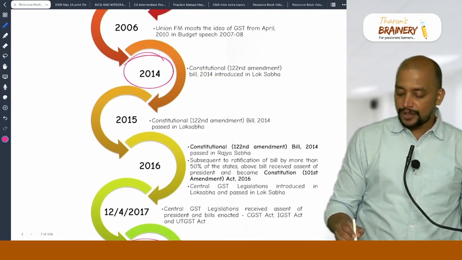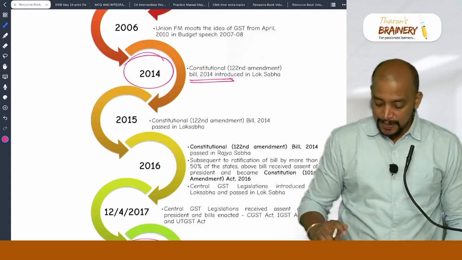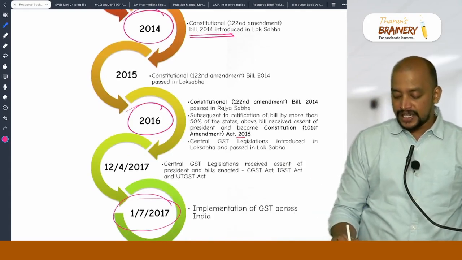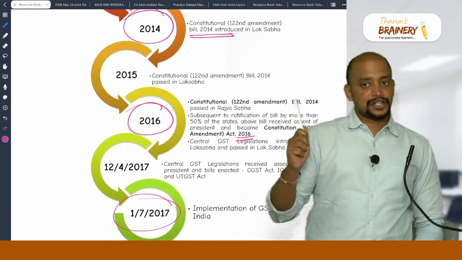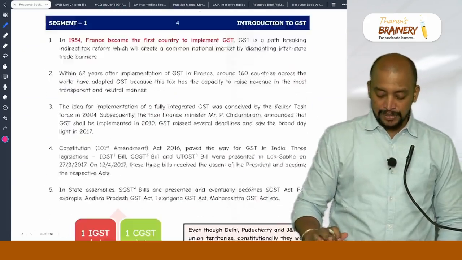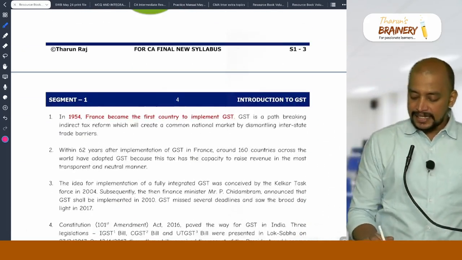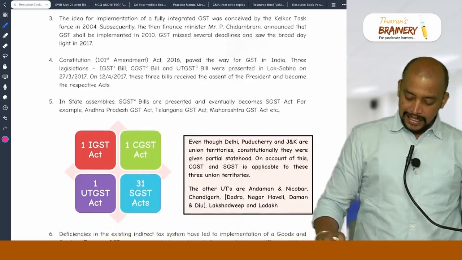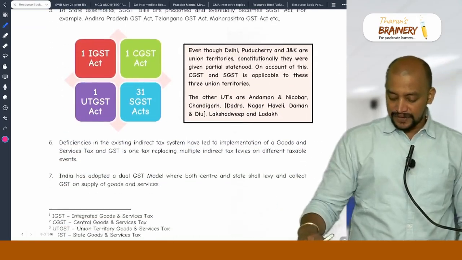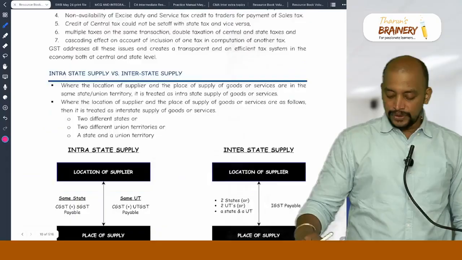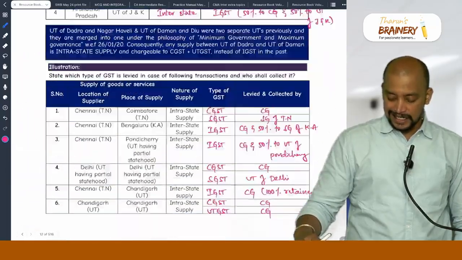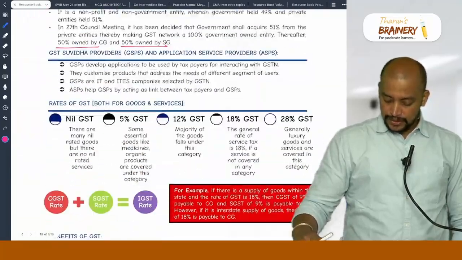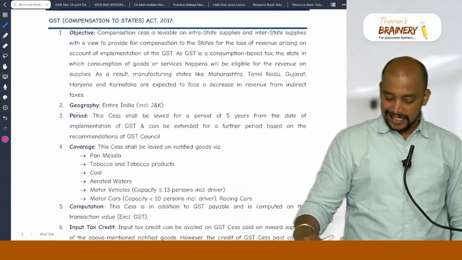2014. 2014 is the year in which the bill is presented. But the Constitution Amendment Act happened in 2016, not 2017. 2016 is the constitutional amendment, and in 2017 GST is implemented. And France is the first country in the globe to implement GST. And thereafter we have seen what the various union territories are and how the taxes got subsumed, intrastate, interstate, all these aspects. And then look into GST compensation cess, page 15.